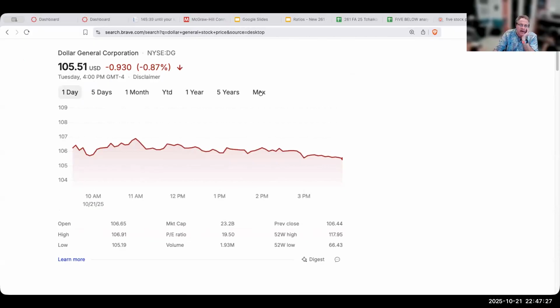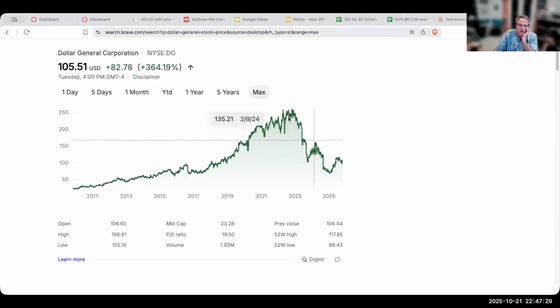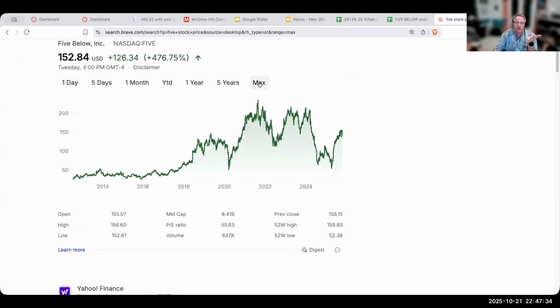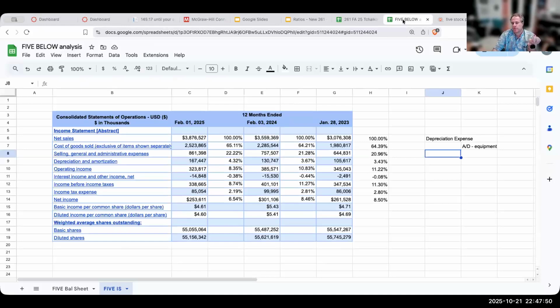So how does this look for Dollar General? For Five Below, they seem to have come down and then were going back up again. These are the kinds of things we're going to look at with these companies. But the purpose of using common size financial statements is to be able to make comparisons between two different companies.